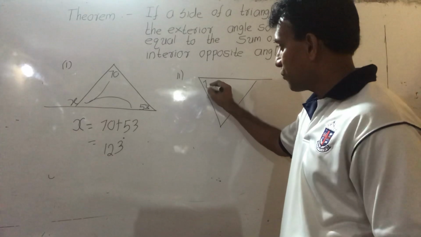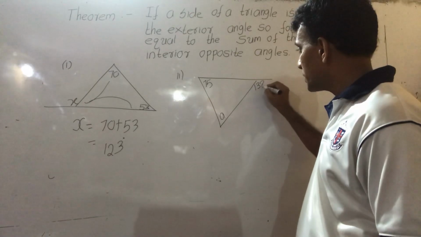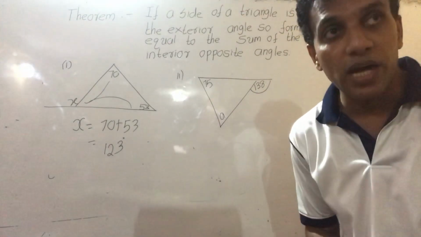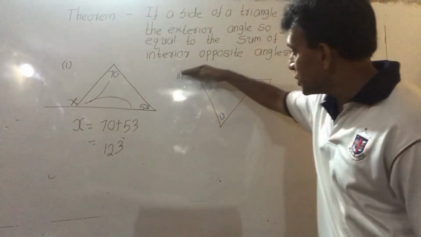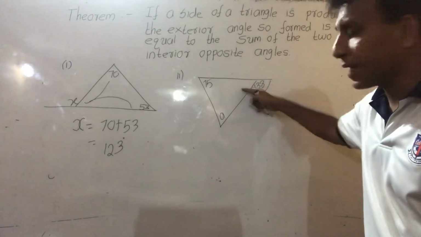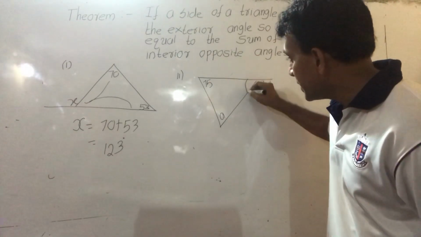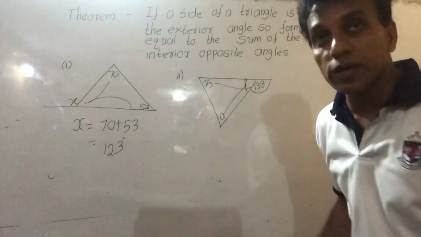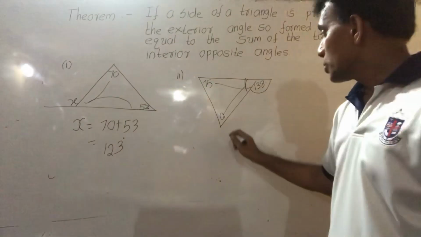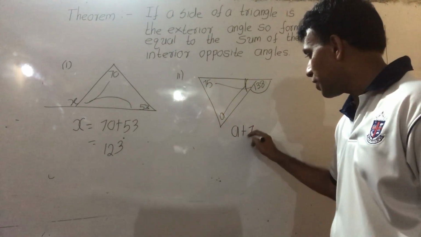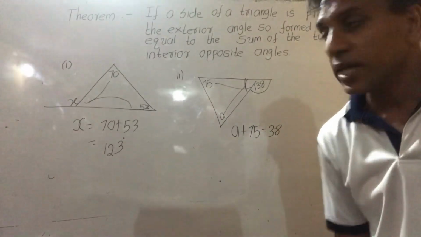Next diagram: 75, here A, here 138. So find the A answer. A side is given as produced, shown as produced, right? This is produced. This is the exterior angle. So this is equal to what? These two added, the interior opposite. Identify the interior opposite properly. Simple question, but very useful till your O levels and the years after also. So A plus 75 equals what? 138. Okay.